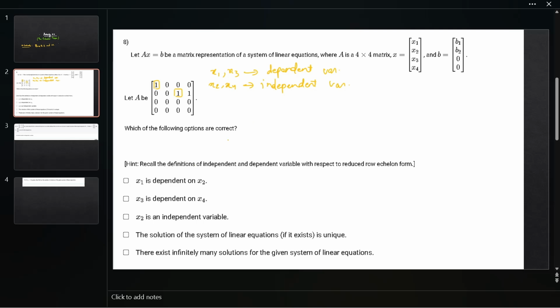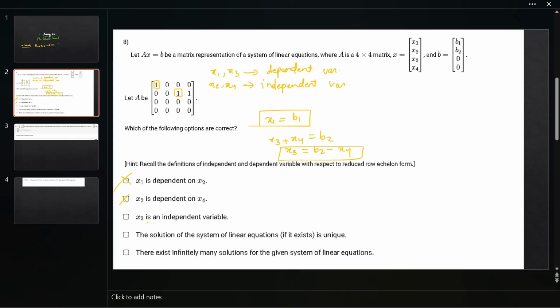Now let's try to write the equations from the given matrix. If we write the equation from the first row, we get x1 is equal to b1. So x1 equal to b1 means that the value of x1 is not dependent on the value of x2. So this option is incorrect. If we write the equation from row 2, we get x3 plus x4 is equal to b2. That means x3 could be written as b2 minus x4. That means the value of x3 is dependent on the value of not just x4 but b2 as well. So this is incorrect also.